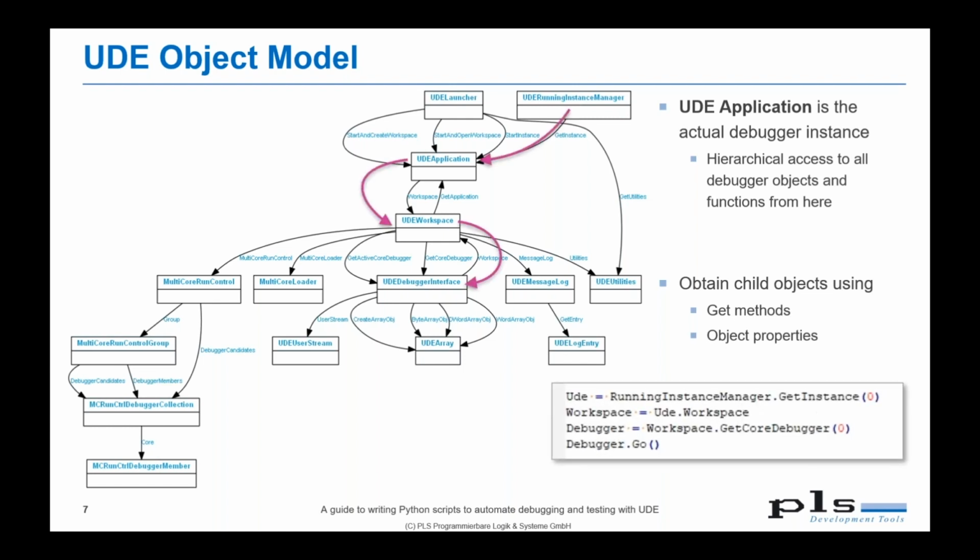I'd like to show you how it works with that small script written in Python. That small four-liner retrieves the debugger object which is needed to start the application. For that, in the first line we attach to a running instance of the UDE. So UDE is already opened. We use the running instance manager to get a UDE object. Then from that, we get the workspace, which contains all the necessary information that you need in a debugger session. And from that workspace, we can get all the core debuggers. In that example, I'd like to have the core debugger for core 0. And once I have the core debugger for core 0, then I can start the application with the go command.